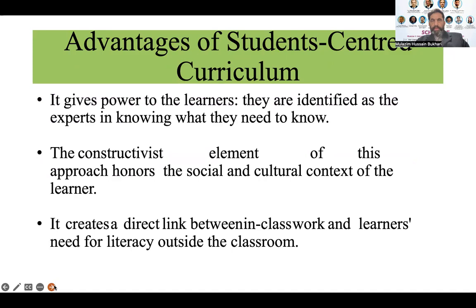It has a constructive element. This approach honors the social and cultural context of the learner. It creates a direct link between the classroom, the teacher, and the learners, according to need.